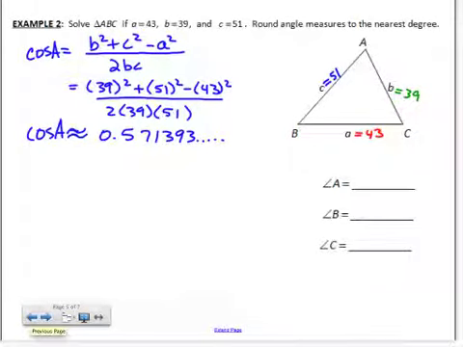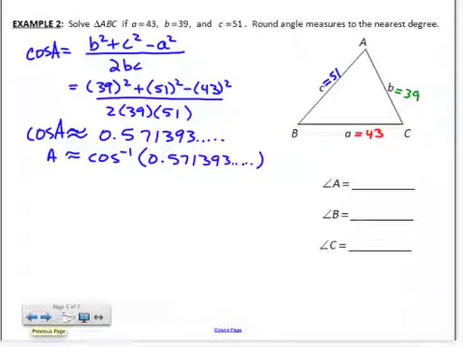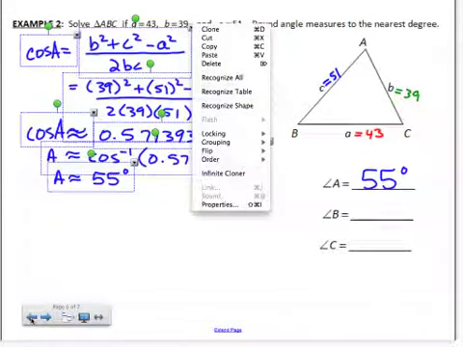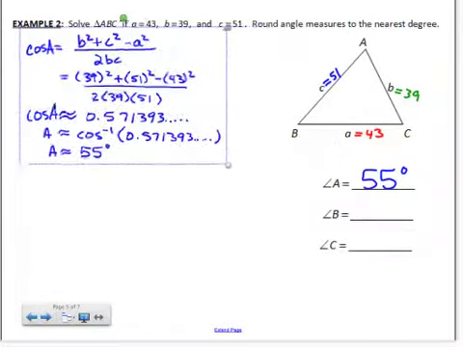0.571393. And now the next part that we're getting ready to do, remember that you want to use the stored information in the calculator. So A is approximately the cosine inverse of the stored information in your calculator. Second, or control negative sign gives you the answer. So that's useful, or you can just arrow up and copy paste it. So we get A is approximately 55 degrees. We're going to round our angles to the nearest degree.